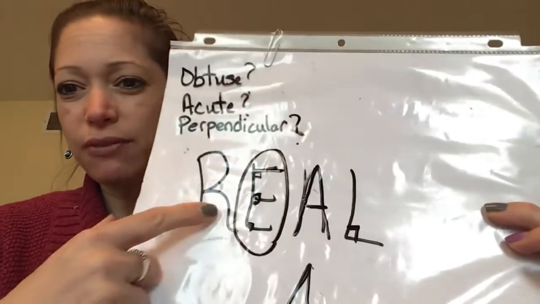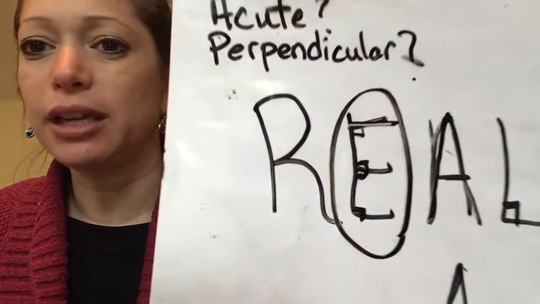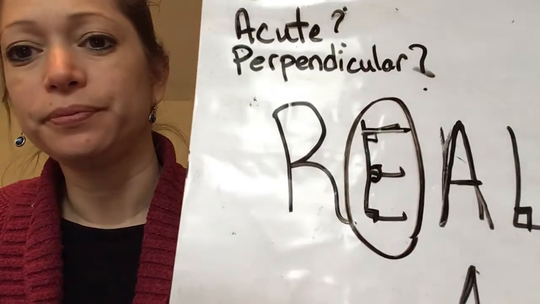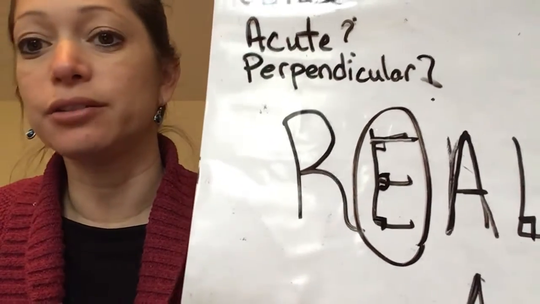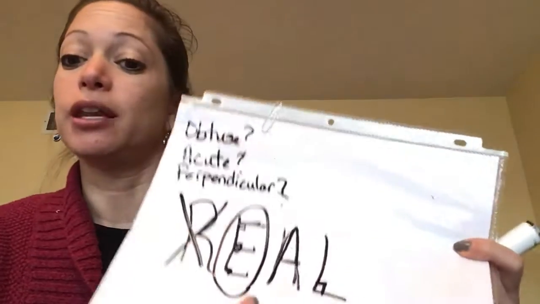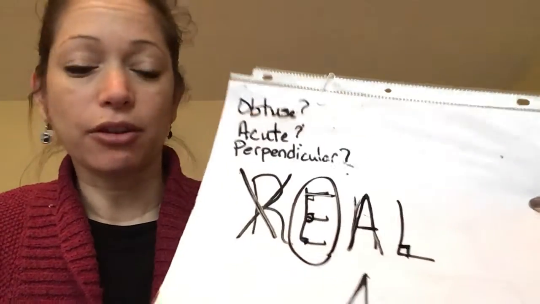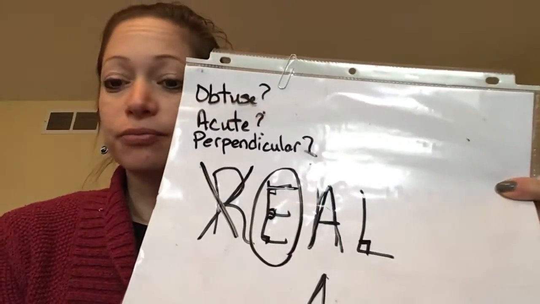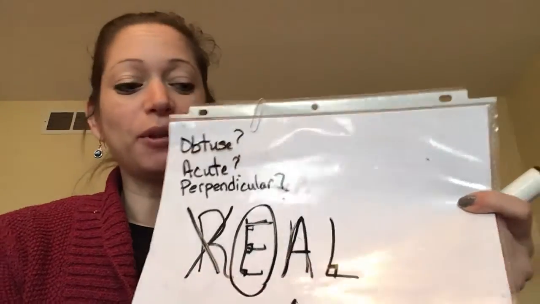Does the R have any perpendicular angles or lines? You don't see any right angles in that, so definitely nothing there. And the A, of course, we know is already an acute angle, so there couldn't be any perpendicular lines there either. So that's an example of using capital letters to incorporate obtuse, acute, and perpendicular lines all in one.